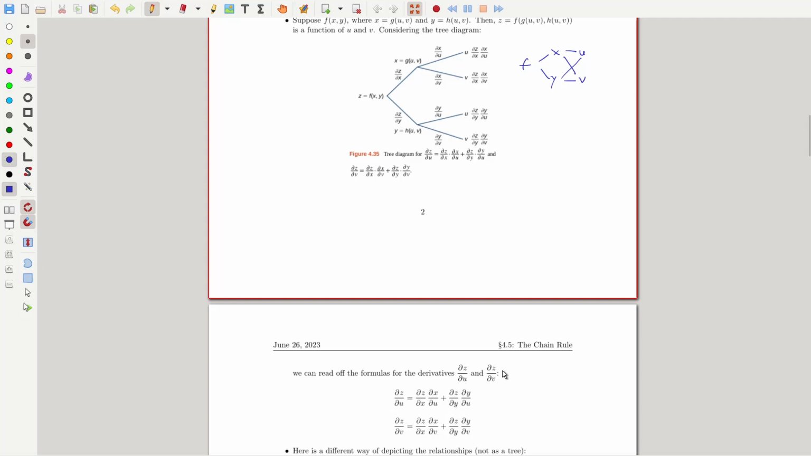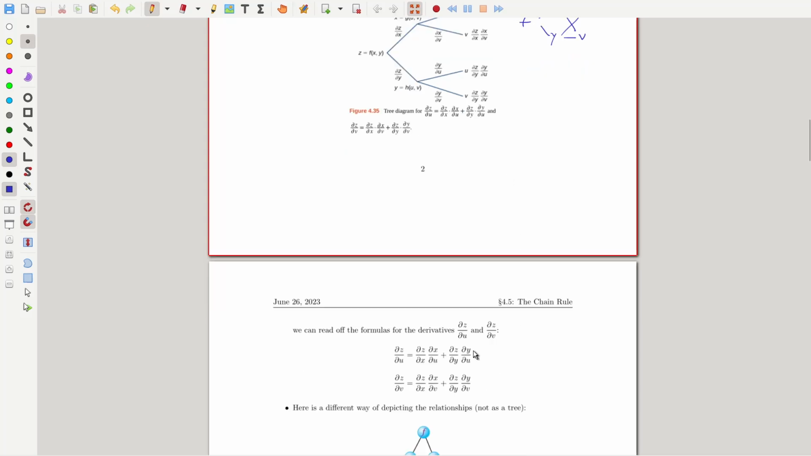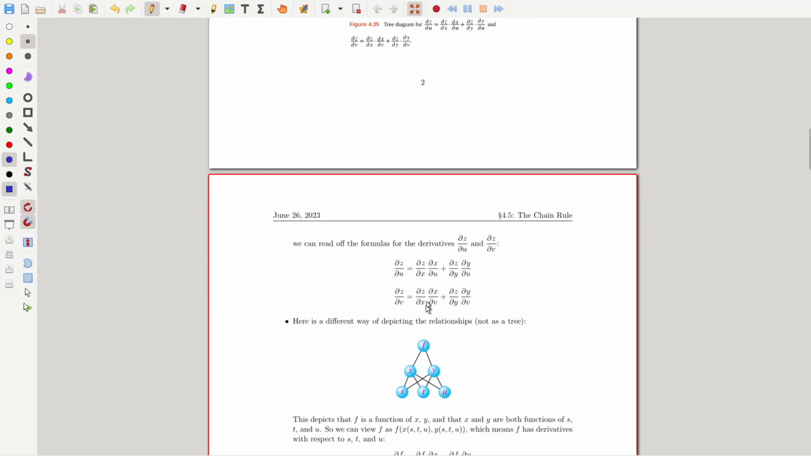And then for the derivative with respect to v, same thing. You have two ways to get to v, one going through x, one going through y. So you could do df/dy, dy/dv, or df/dx, dx/dv, and df/dy, dy/dv. And of course, instead it uses z instead of f, but that's fine.